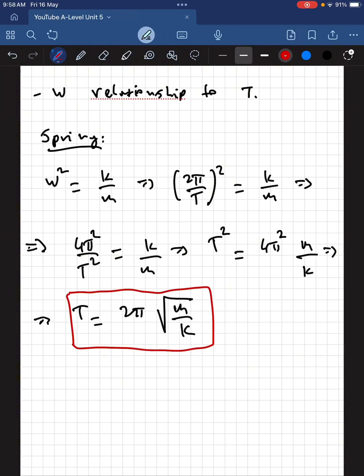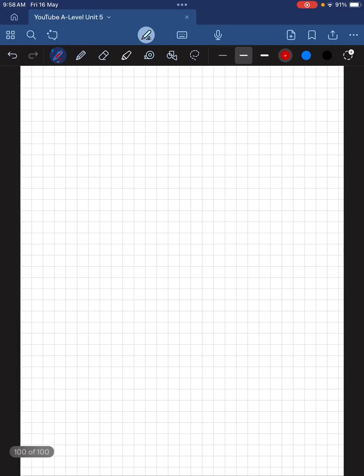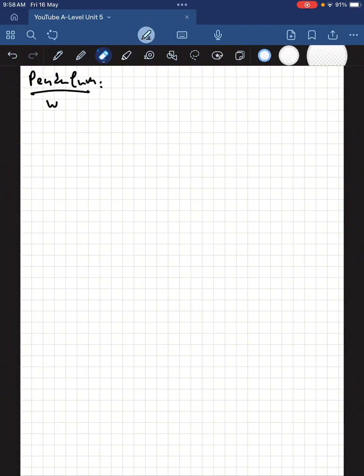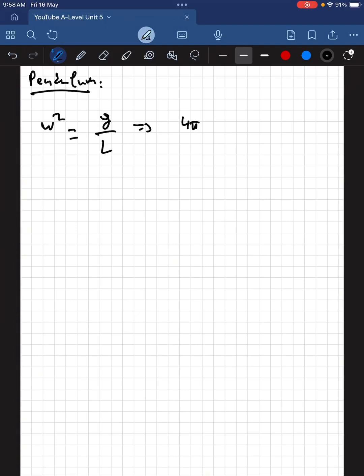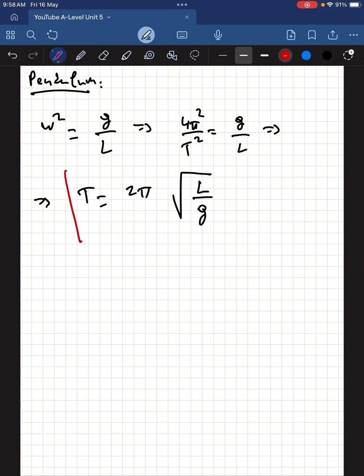And for the pendulum that we already studied, we found that omega squared is g over L. So 4 pi squared over T squared is g over L. I'm not going to go through all the math. I'm going to quote the result. T is 2 pi times the square root of L, the length of the pendulum, over g.